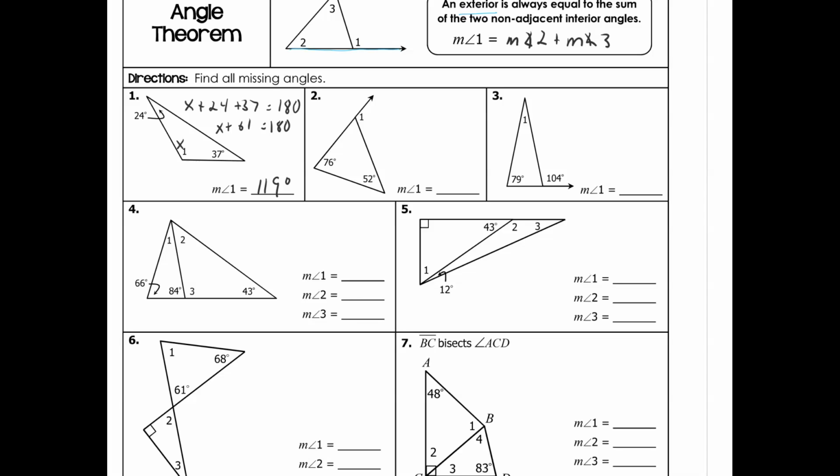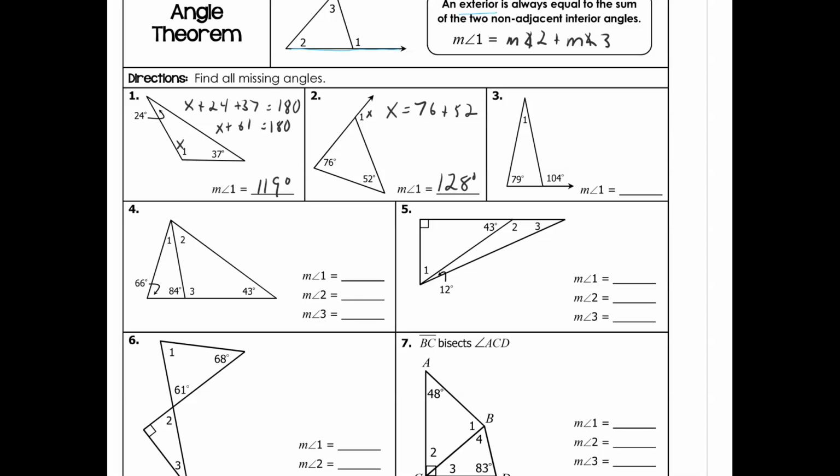Okay, let's look at number 2. Now this time we're not looking at the three angles inside the triangle. We're looking at that second rule that says that these two angles add up to the third angle. They're equal to it. So let's call this x again. It just makes it a little easier. We know that x is equal to the sum of the other two. So 76 plus 52 adds up to 128.